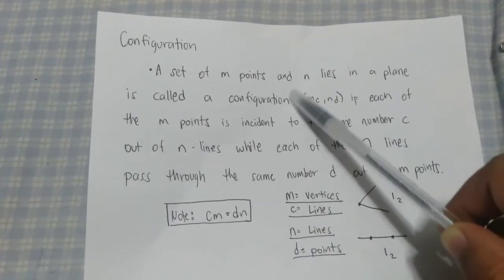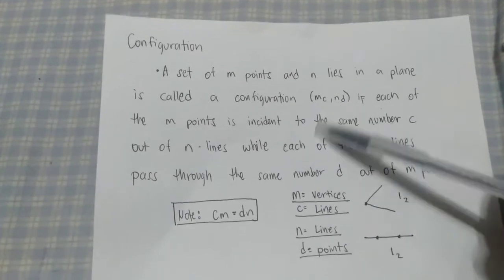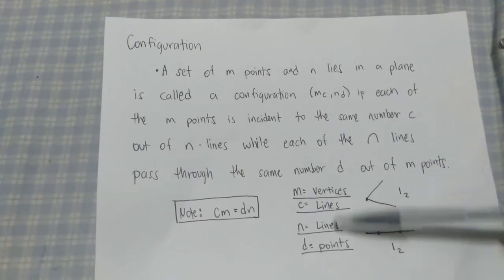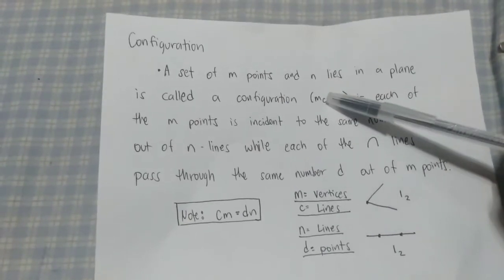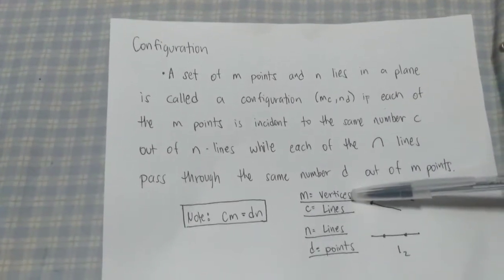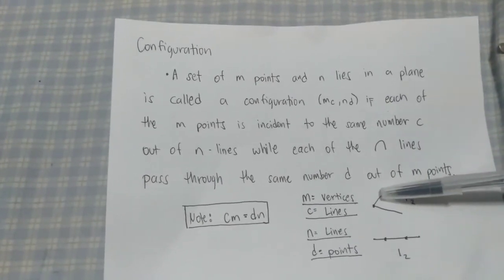What is the meaning of the symbol? M is for vertices, C is for lines, N is for lines, D is for points. What is the meaning of MC? The meaning of MC is how many lines are in a particular vertex, like this. This is the example of MC.